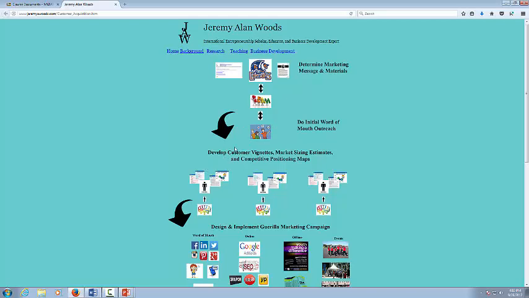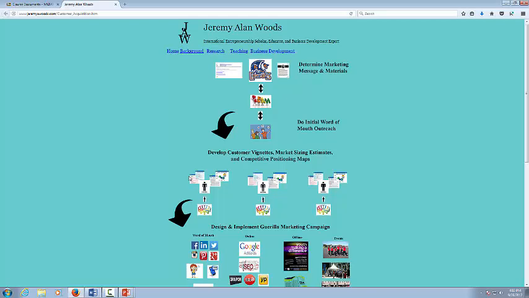And then based on the conversations you have with sample customers, you're going to develop customer vignettes, market sizing estimates, and competitive positioning maps. And that is all of that stuff we're going to talk about today. So you create a website, you show the website to a bunch of people, and then you develop some report documents about those people that you talk to.